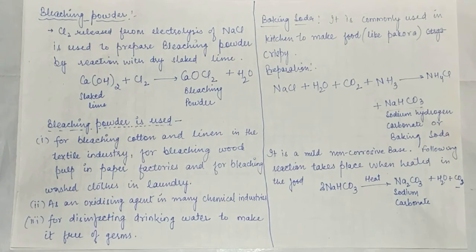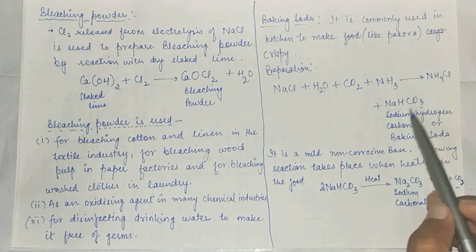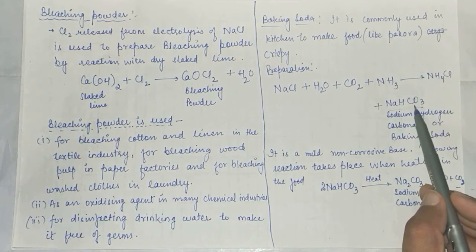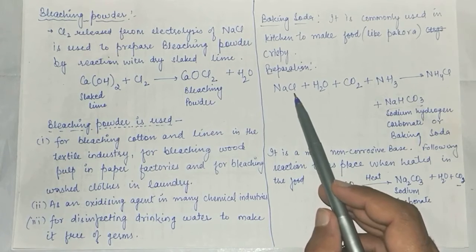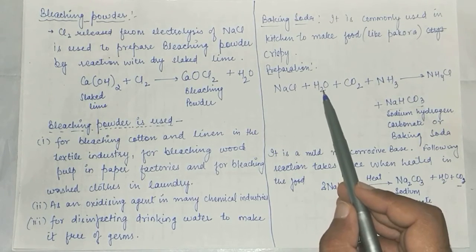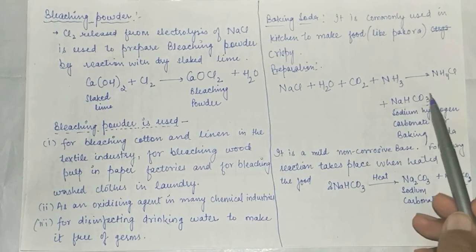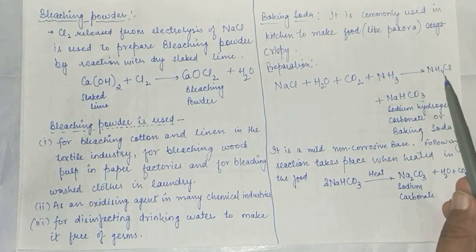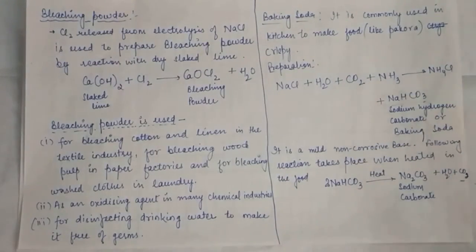Then the next salt is baking soda. Baking soda is NaHCO3, that is called sodium bicarbonate or sodium hydrogen carbonate. This is baking soda. How is it prepared? It is also prepared from NaCl. In the NaCl, when we add H2O, CO2 and ammonia gas, that is NH3, what will form? NaHCO3. The side product is ammonium chloride, and sodium hydrogen carbonate is formed here.